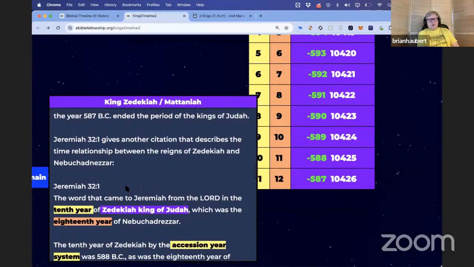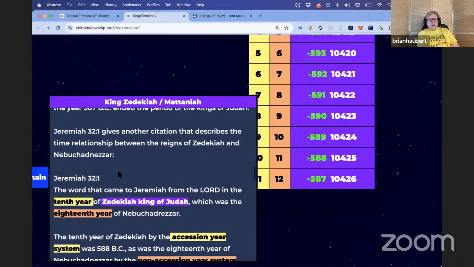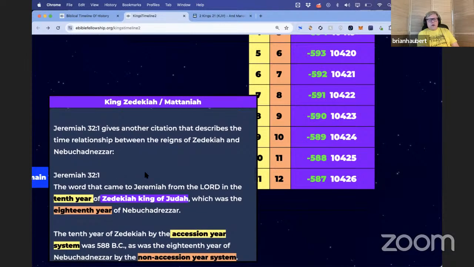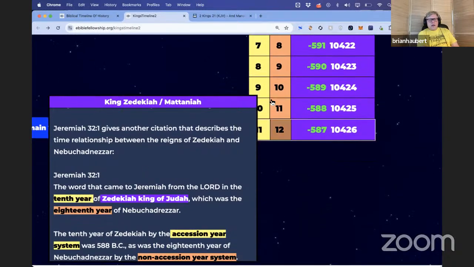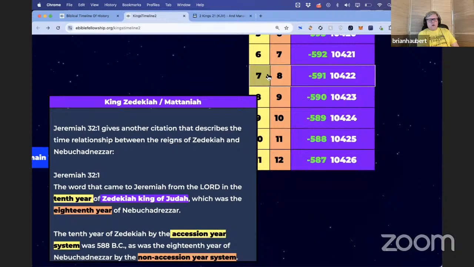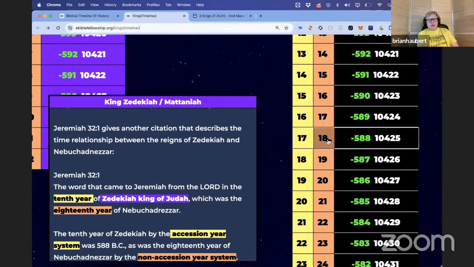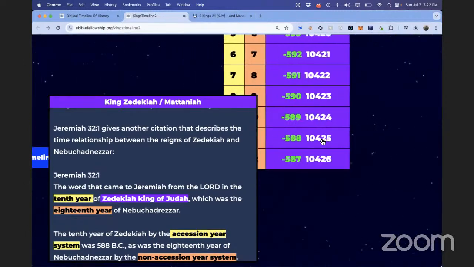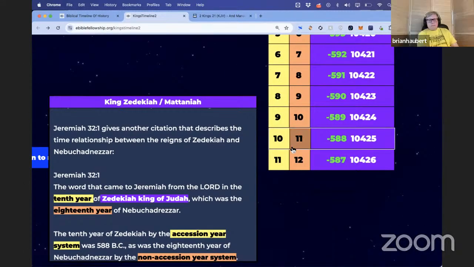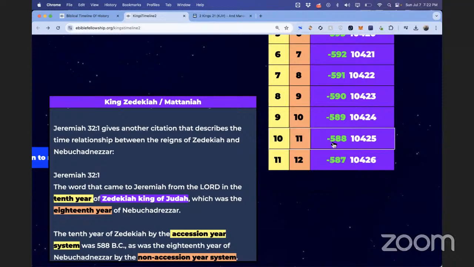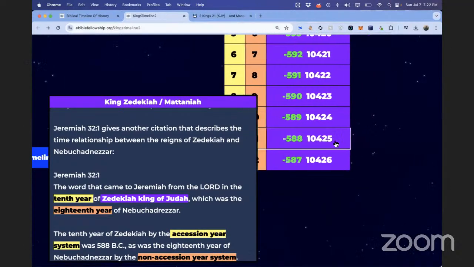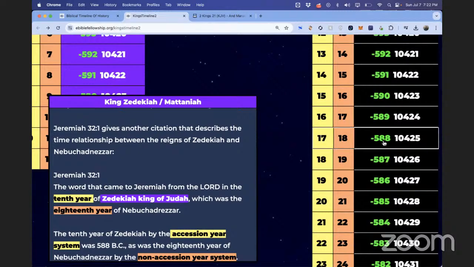In Jeremiah 32:1, we read, "The word that came to Jeremiah from Jehovah in the 10th year of Zedekiah, king of Judah, which was the 18th year," and that would be the 10th accession year, and this would be the 18th non-accession year of Nebuchadnezzar. And this is 588. So if you look here on the timeline, the 10th year of Zedekiah is right here, which is 588. You scroll over, and the 18th year is 588. So this is the 18th non-accession.